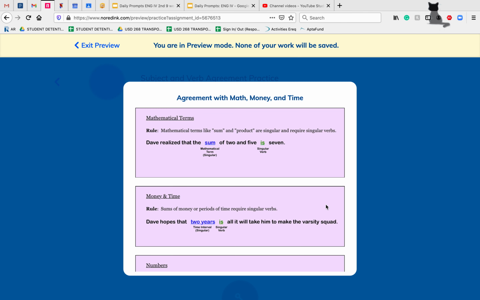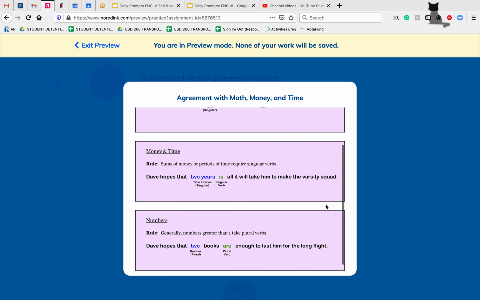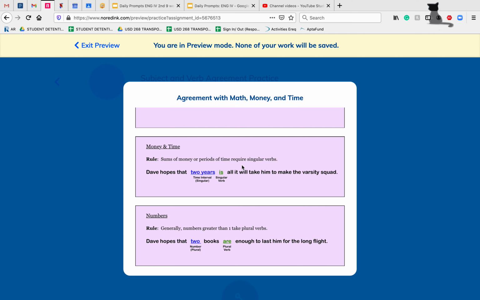So in general, if we have mathematical terms, like sum or product, we treat those as singular, so we want to match those with a singular verb. The sum of money, so like 2 years here, we also treat that as singular, even though years technically is plural, so that can be one that can kind of be confusing.